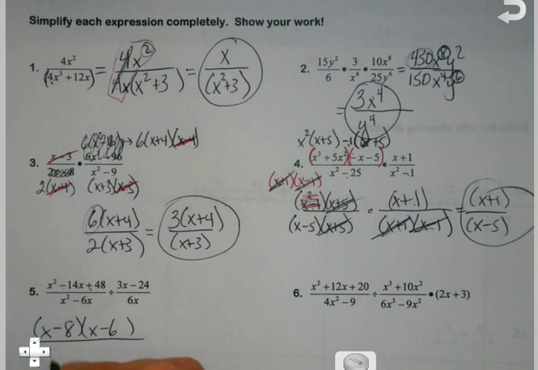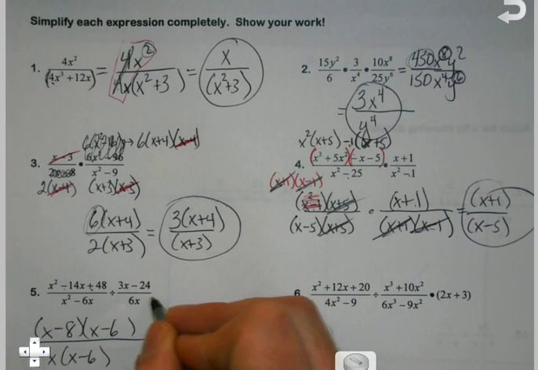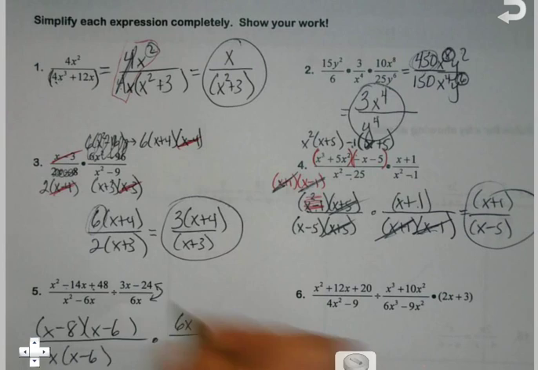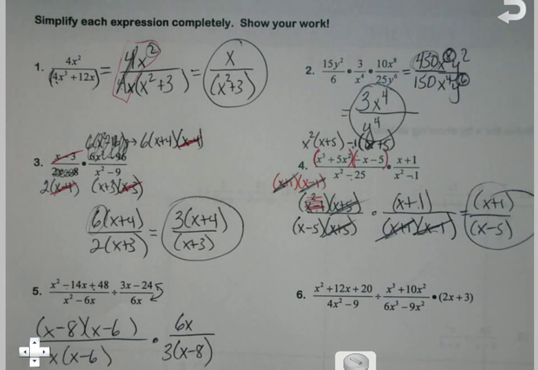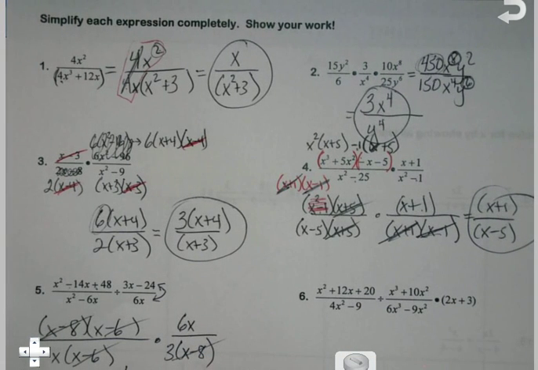Can I take something out? Yep, even if it's just as small as a single little x. Division, it's always the fraction after the sign. So 6x to the top, I can take a 3 out of here. And then whack away. And I've got 6x over, over x. Whack those x's, it's not a strong bond.